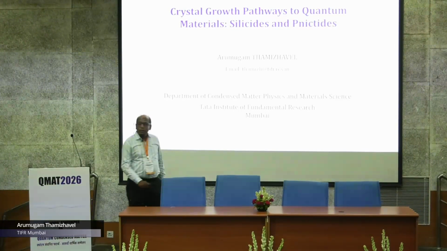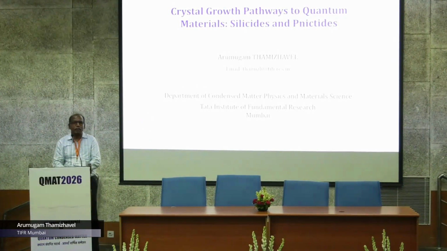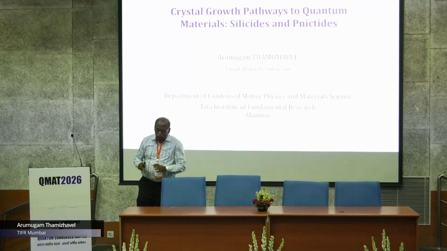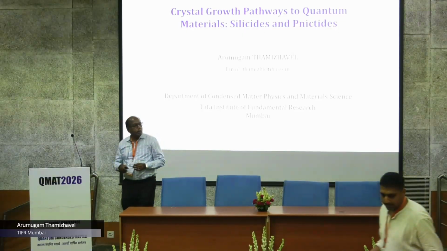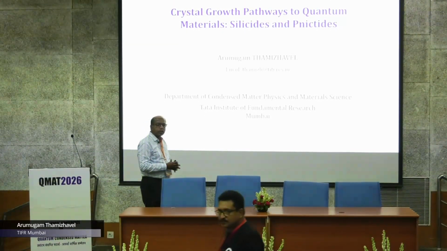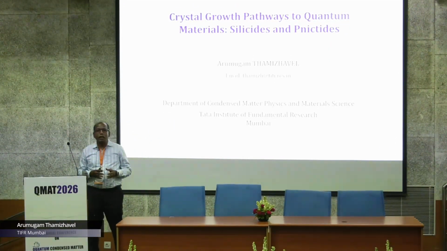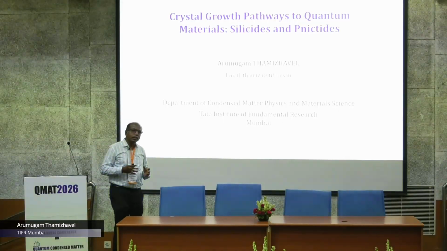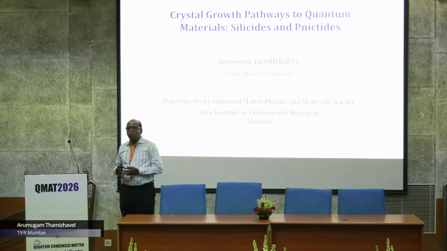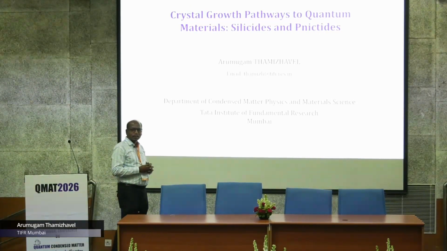Since this is a session on advanced material synthesis and characterization, I'm going to talk about the crystal growth aspects, how we have grown some of the crystals, mainly the silicides and pnictides. I have chosen silicides because most of them have a very high melting point, greater than 2000 degrees centigrade. So if a compound has a melting point around 2000 degrees centigrade, how do we grow these crystals?